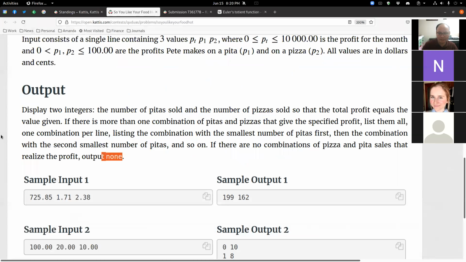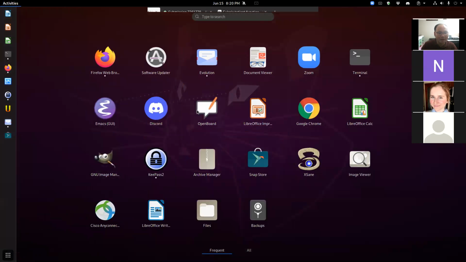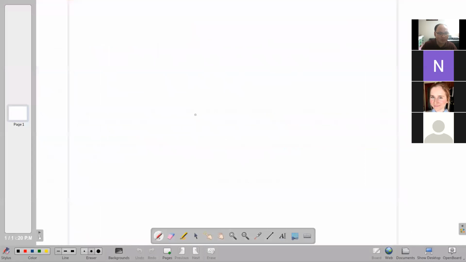Oops, this whiteboard thing often crashes when I try to create a new page.